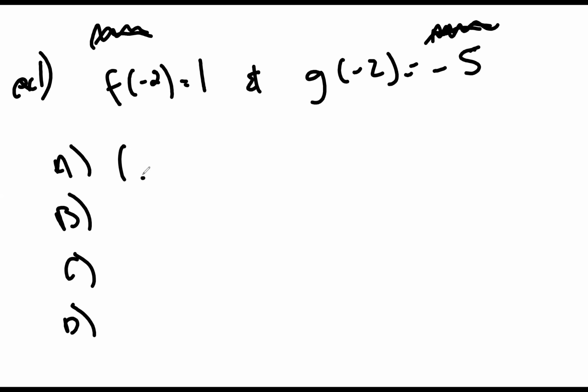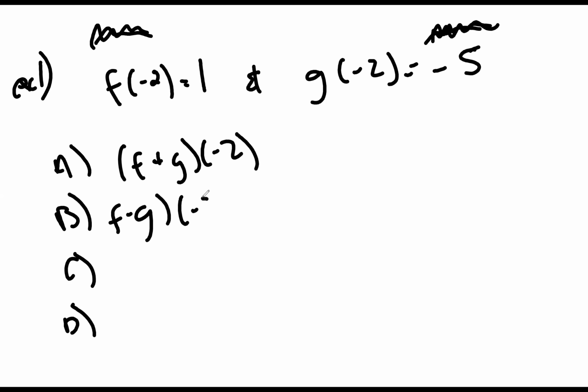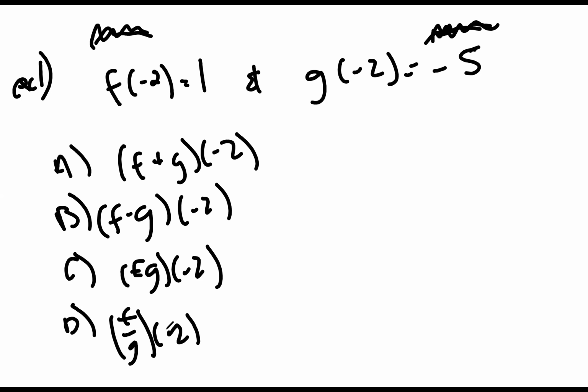The first thing I want to find, letter A, is f plus g of -2. Then I want to find f minus g of -2. Then f times g of -2. And lastly, f divided by g of -2. Now, when we just have numbers, this is probably going to be the easiest thing we've ever done, okay?